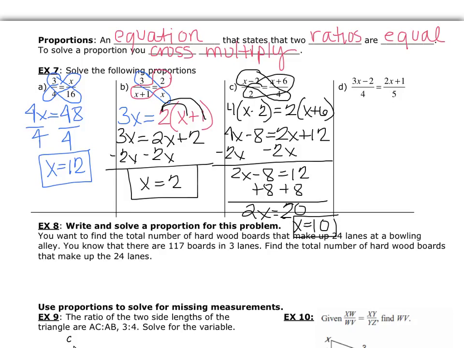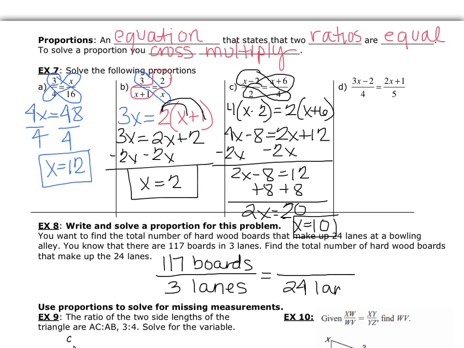Let's look now at more of a real-world situation. We're going to write and solve a proportion for this problem. You want to find the total number of hardwood boards that make up 24 lanes at a bowling alley. You know that there are 117 boards in 3 lanes. So 117 boards in 3 lanes. Find the total number of hardwood boards it takes to make 24 lanes. So 24 lanes. How many boards is that?